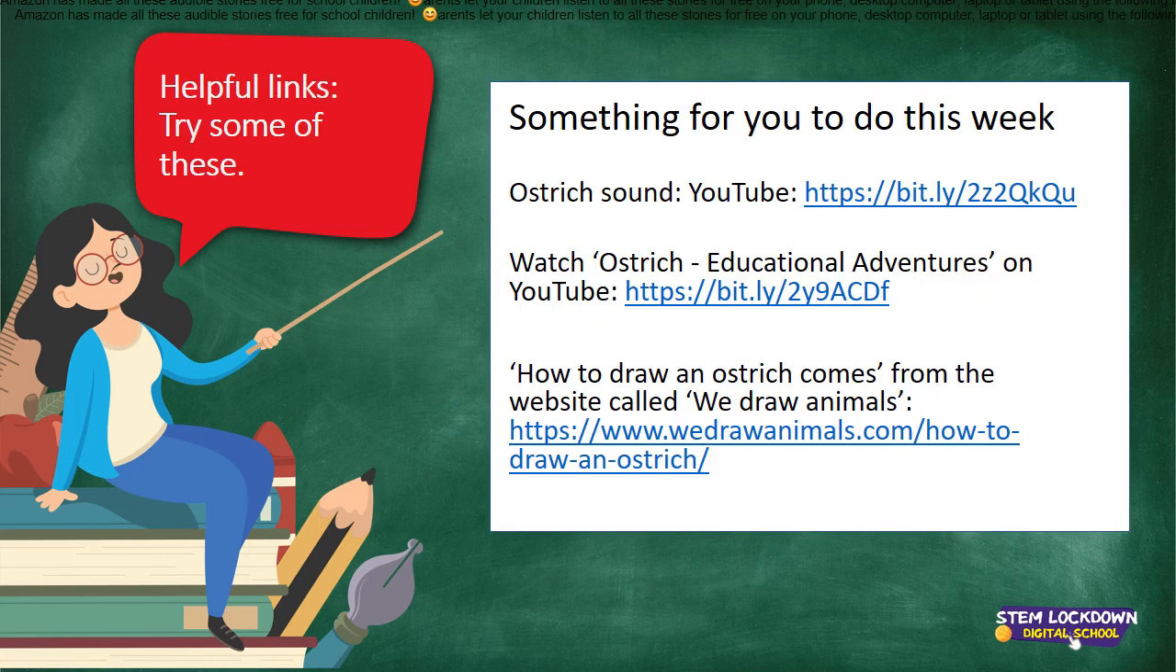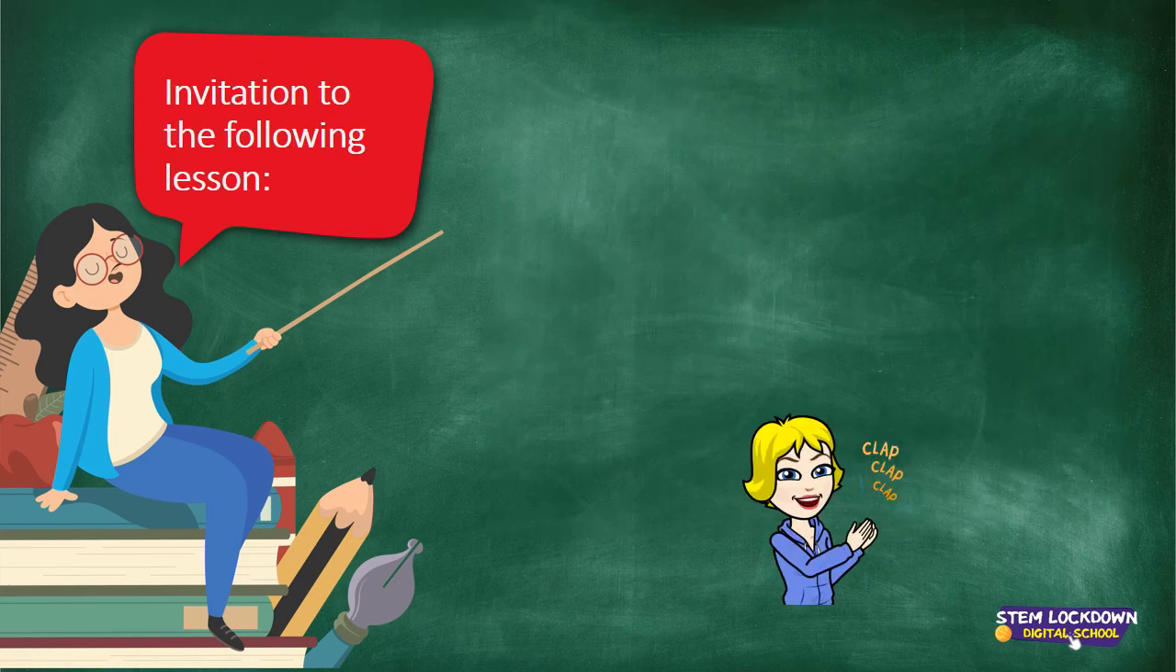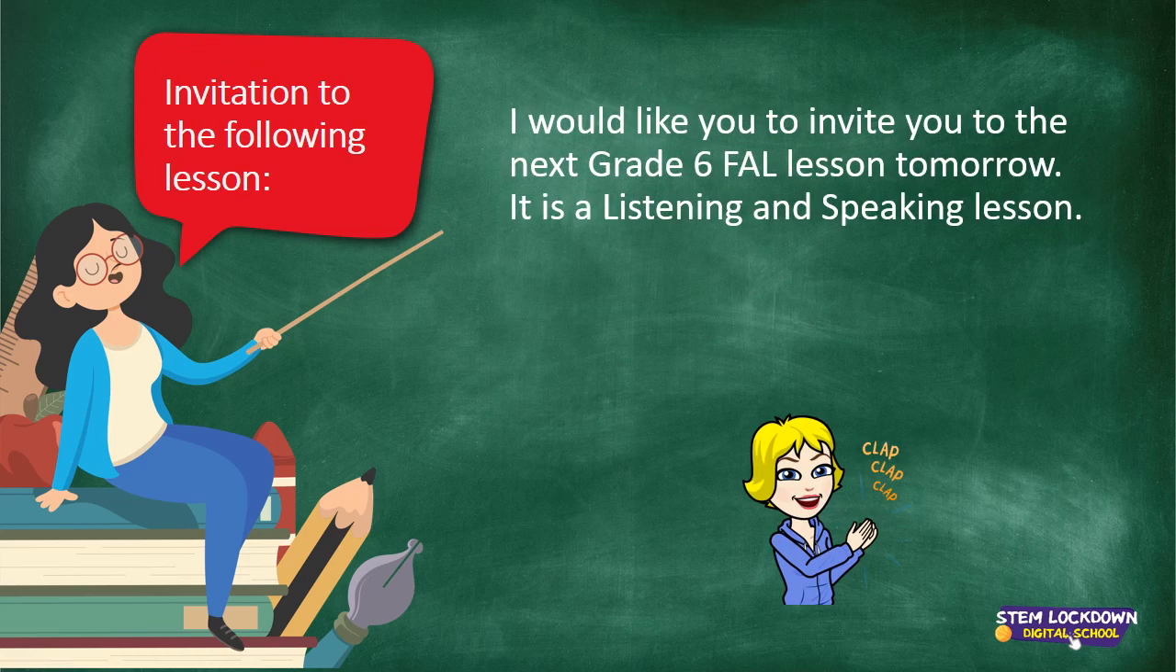Here's something for you to do this week. You could listen to an ostrich sound. If you wanted to know what an ostrich sounded like, you could watch that same video that we showed you in the lesson, called Ostrich Educational Adventures, and you could go to We Draw Animals and try and draw some of the other animals that they've got there. I'd like to invite you to our next lesson. Our next lesson tomorrow is a listening and speaking lesson. I look forward to seeing you there.